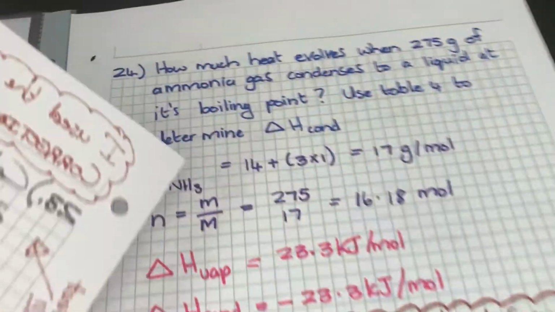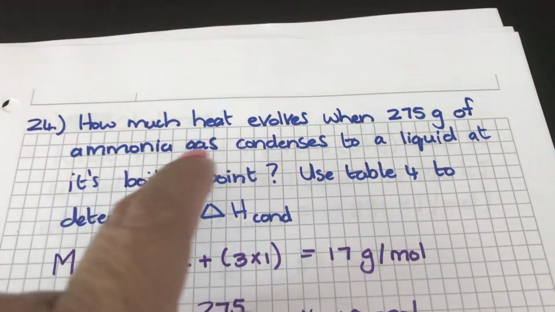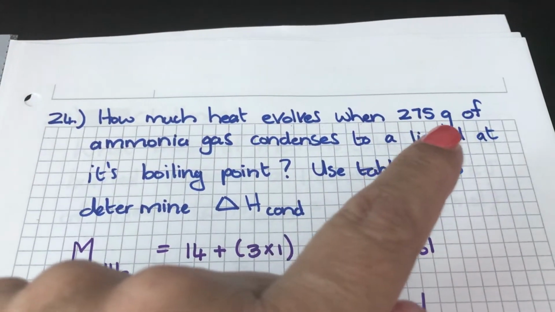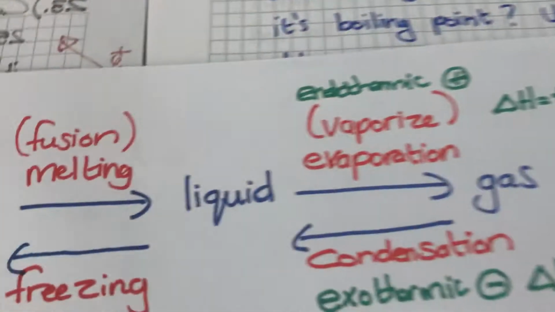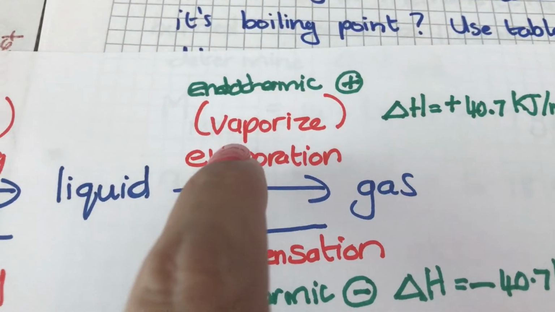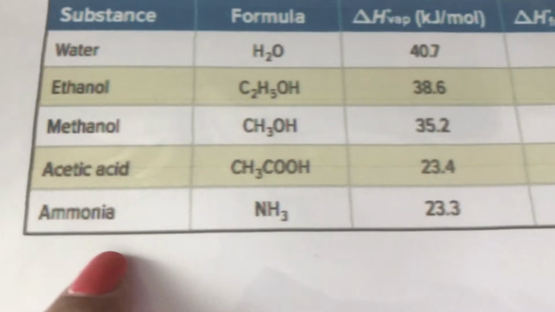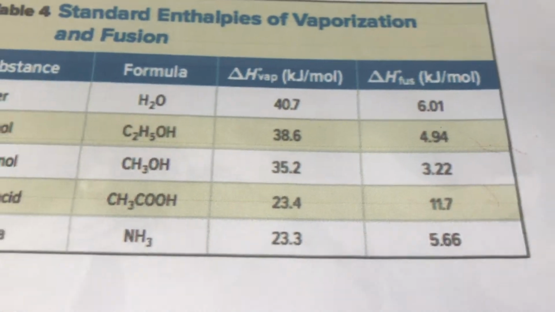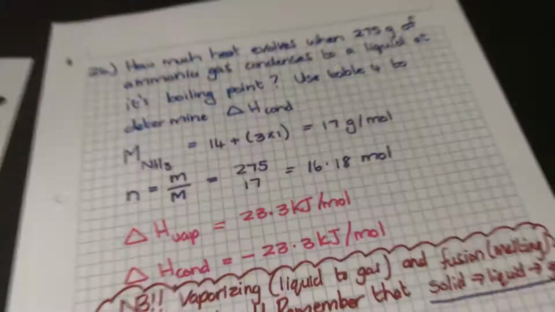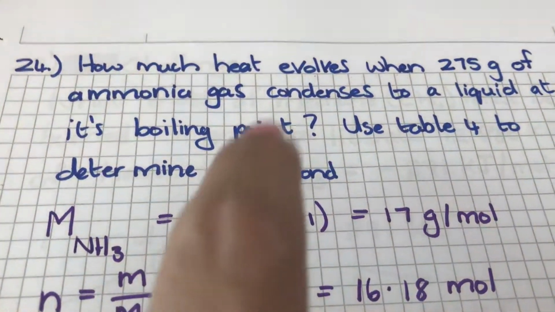Now, question number 24 is literally the opposite of this one. This one says how much heat evolves when 275 grams of ammonia gas condenses. Now remember what I said to you. When we look at liquid to a gas, I talk about vaporization, and I can use my table to look up the vaporization for ammonia. And I see that ammonia to vaporize is 23.3 kilojoules per mole. So in this question, I'm not going to vaporize the ammonia gas. I'm going to condense it.